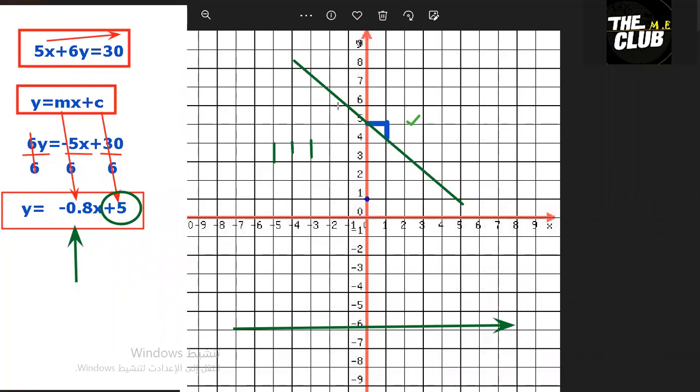If you want me to show you another way, if you don't understand this, a lot of people use this way. It's about finding the intercepts. How do we find the intercepts? When you get this equation, focus with me. For the y-intercept, the x is zero.